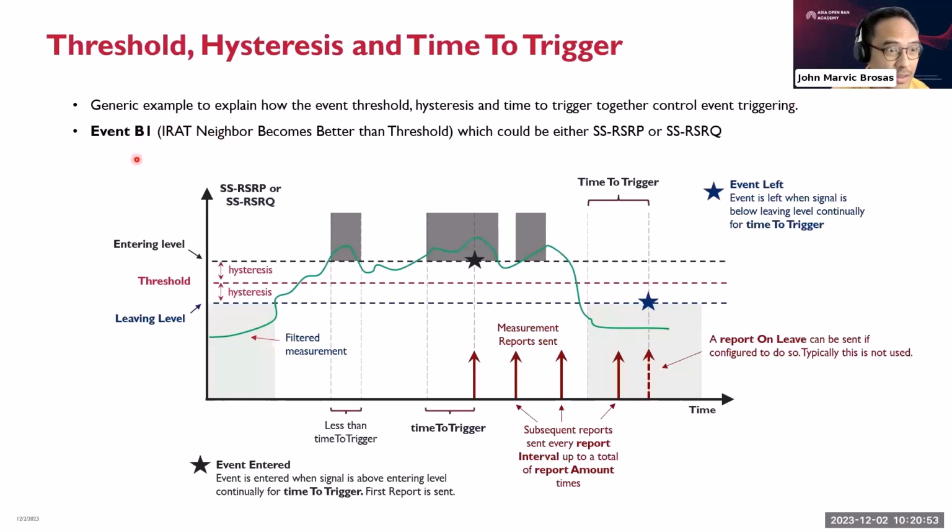So event B1, so let's discuss. Maraming events eh. So event B1, it's IRAT or the Inter-Radio Access Technology. Neighbor becomes better than threshold. So if a neighbor becomes better than threshold, it can be either by RSRP or by the level or by the quality.